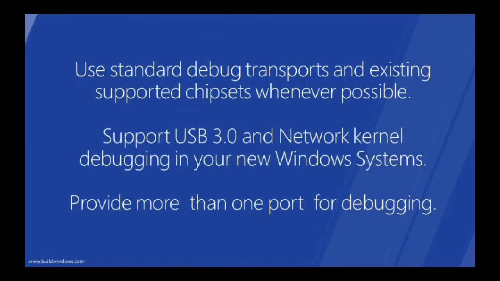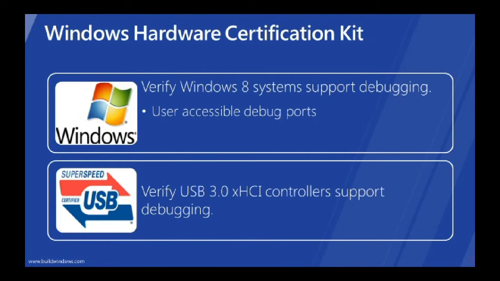To emphasize the key points once again, use standard debug transports and existing supported chipsets whenever possible. Support USB 3 and network kernel debugging in your new Windows systems. Provide more than one port for debugging. Now that you know why you want to make your system debuggable, I would like to talk about how you can validate them through the Windows certification program.